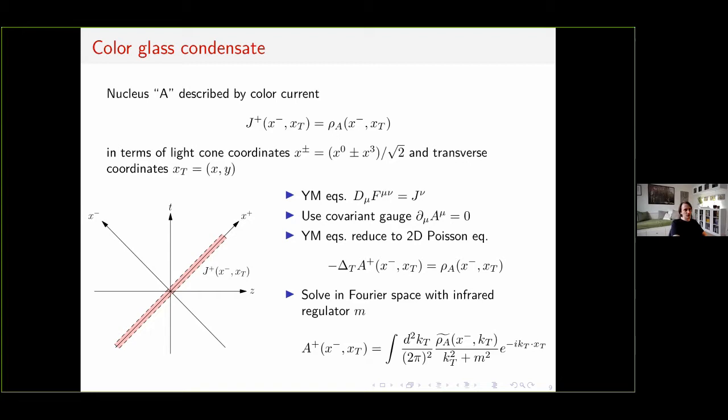Okay, so this was the nucleus moving along the positive z axis. You can do exactly the same with the nucleus moving in the opposite direction. Things change just a little bit. So it's now a J^- component, which only depends on x^+. Again, you get an A^- component here and you can solve it exactly the same way. Okay, so this is basically how you get your single nucleus solutions in Yang-Mills theory.